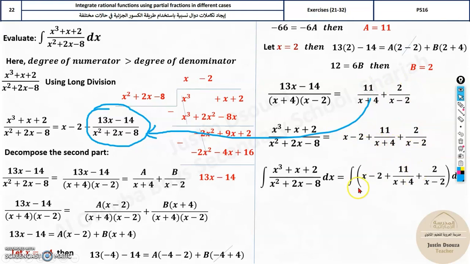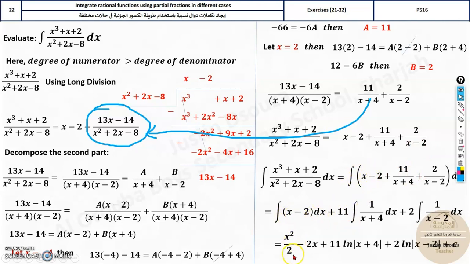Integration of this is very simple. Now, okay, you can integrate this together. It'll be x squared by 2 minus 2x. Then what is remaining? This is the power rule, x squared by 2, and nothing is there. It's a constant, so x. Here it will be 11 is removed out. The constant numerator is always taken out.